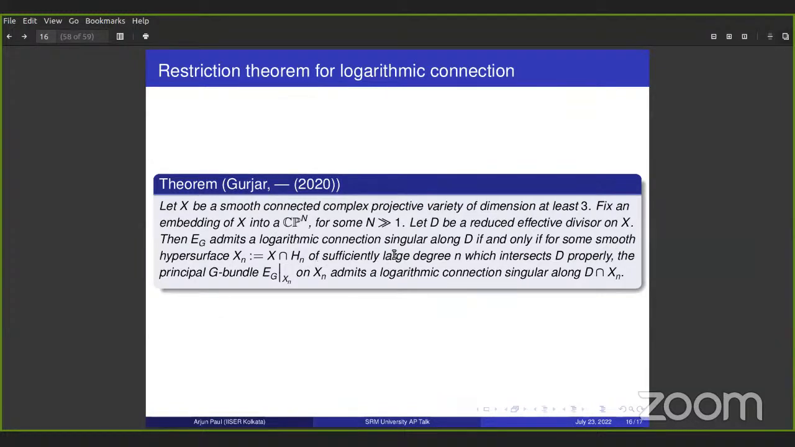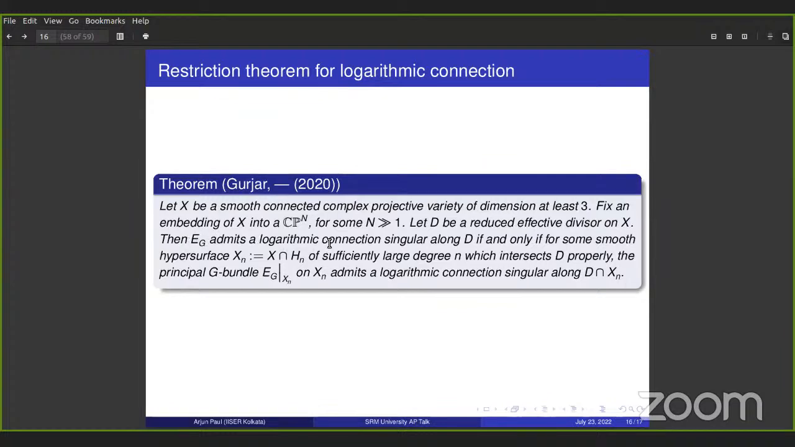Now we consider the restriction theorem for logarithmic connections. This is quite similar to the restriction theorem proved by Atiyah for the holomorphic case, meaning the holomorphic connection for a holomorphic vector bundle. So our setup is the following. Suppose X is a smooth connected complex projective variety of dimension at least 3, and suppose we fix an embedding of X into the complex projective space CP^N for some large N. Suppose D is a reduced effective divisor on X.